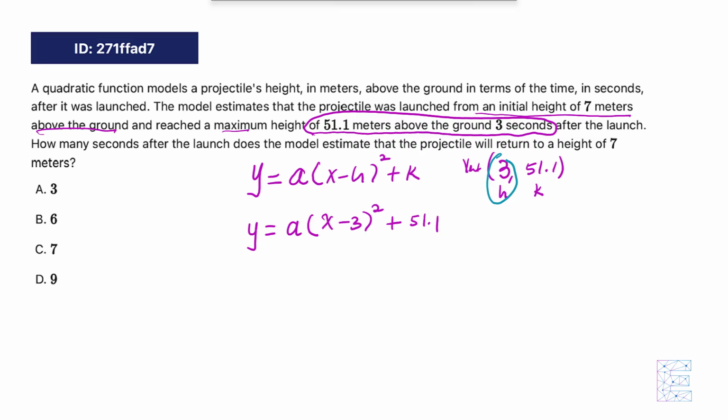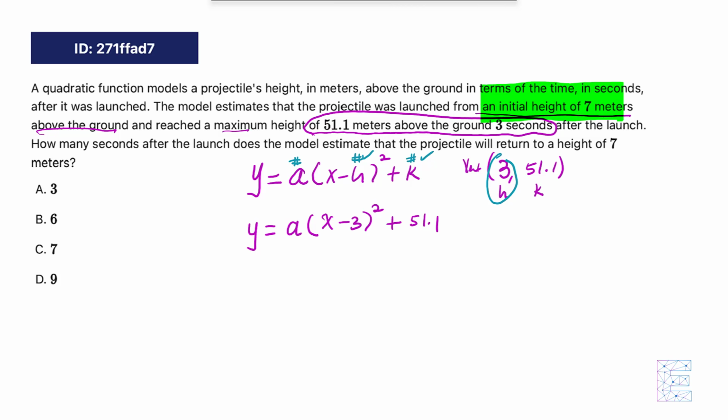Quick reminder, when you write equations in vertex form, you need to have a value for a, a value for h, and a value for k. Well, we've already found k and h. How in the world are we going to find a to have a complete equation? Enter the other piece of information we were given. We were told that the graph was launched from an initial height of 7 meters above the ground. So that's a point in and of itself.